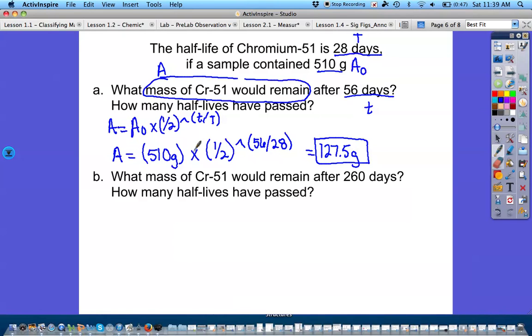We also want to know how many half-lives have passed. We can take our total days divided by the number of days for one half-life, and you should get 2 half-lives.